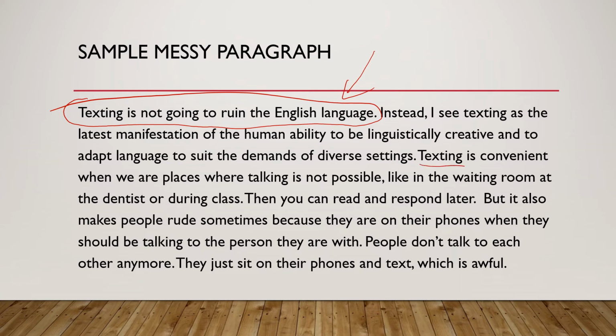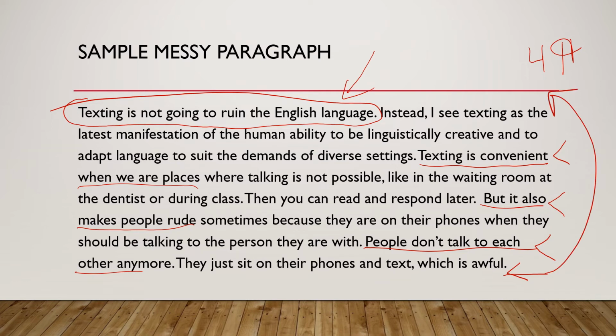We have the topic of texting being convenient, and we have the topic of texting making people rude, and we have the topic of people not talking to each other anymore because they text. This is essentially 4 paragraphs. This should be a paragraph, this should be a paragraph, and this should be a paragraph. So instead of this paragraph spending time explaining how texting is not ruining the English language, it ends up bringing up 3 other things. And if you look at the last sentence, it does not help support the beginning of this paragraph. So let's look at a solid paragraph that works.